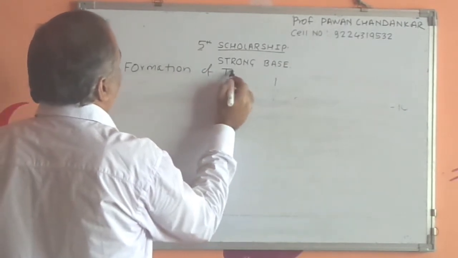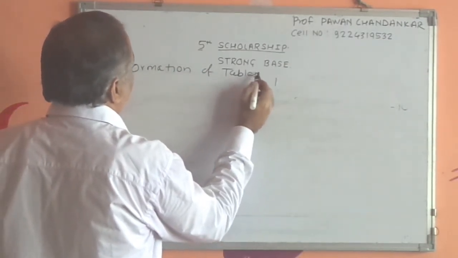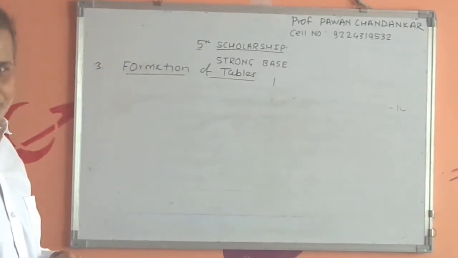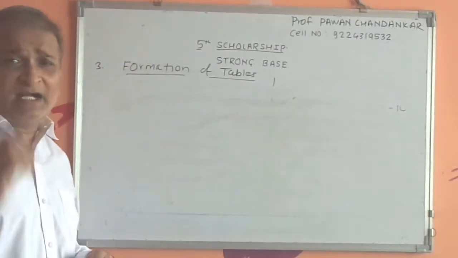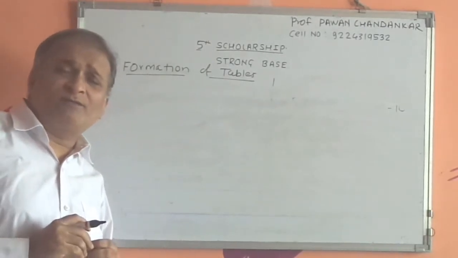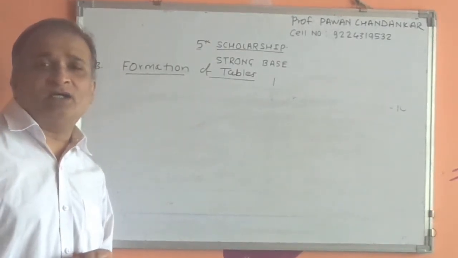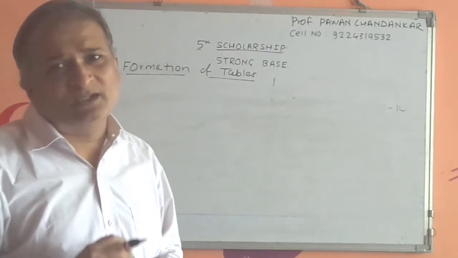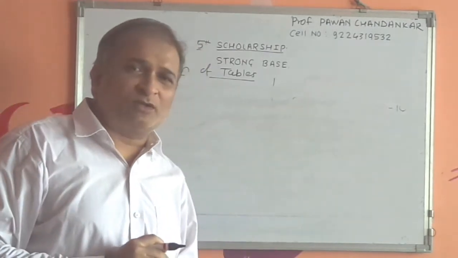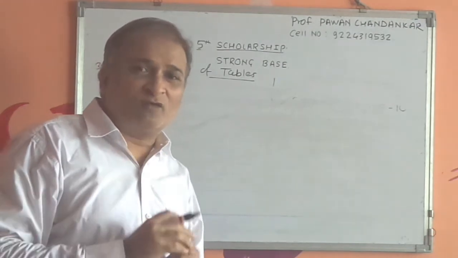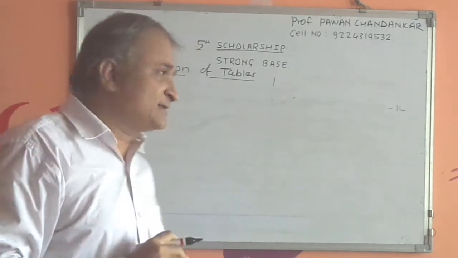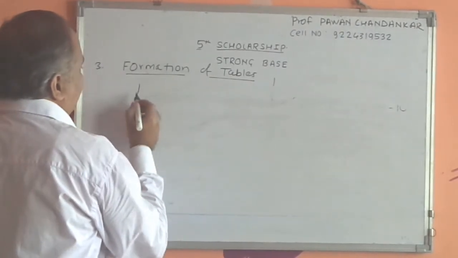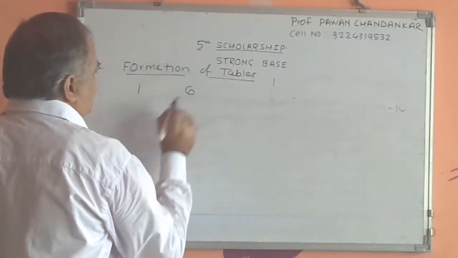Formation of tables. Now, how to form the table? Let's say I have to form a table of 16. Few kids, you may not know the table of 16. So how will you form the table of 16? Let's try to understand. First of all, I will be writing the table of 1 here, and then I will be writing the table of 6.